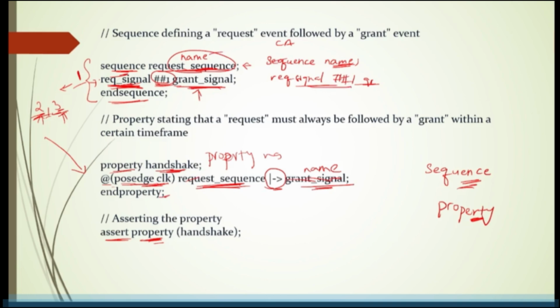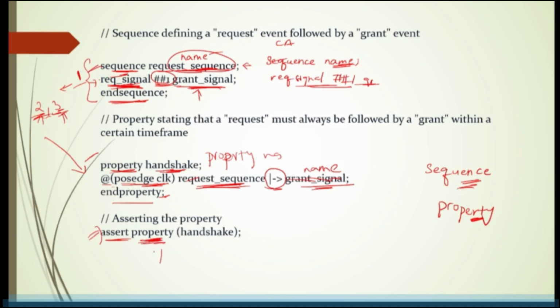Just like when you are writing a sequence, it should start with sequence and be ended with end sequence. Similarly, for property, it should be followed by the property keyword and end property. Now, you are writing the sequence and you are writing the property, and then you will be asserting the property.